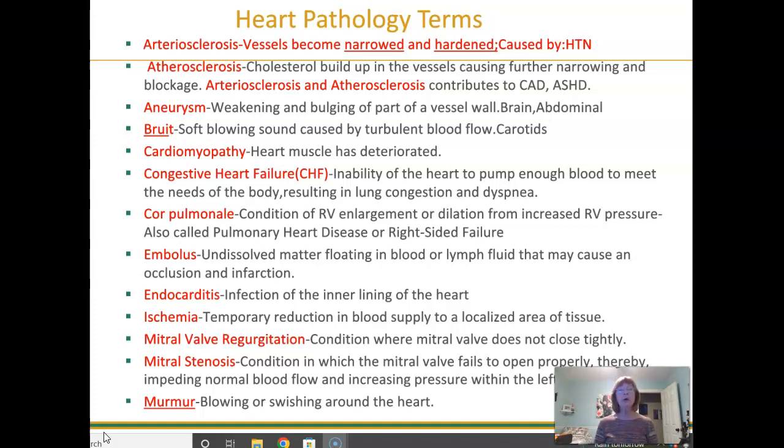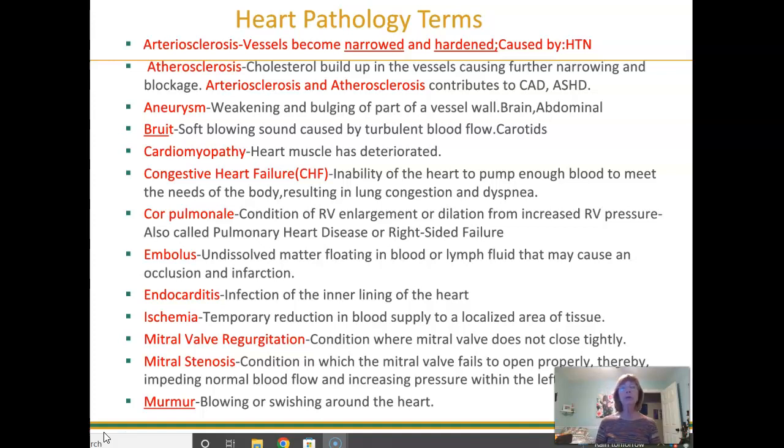Arteriosclerosis. Vessels become narrowed and hardened, and this is caused by hypertension. Hypertension causes so many issues with your body, and it causes this. In the worst case scenario, it causes a stroke, and it can also cause you to have kidney failure. And people have to go on dialysis when it gets really bad.